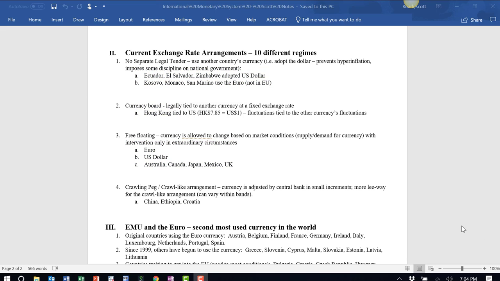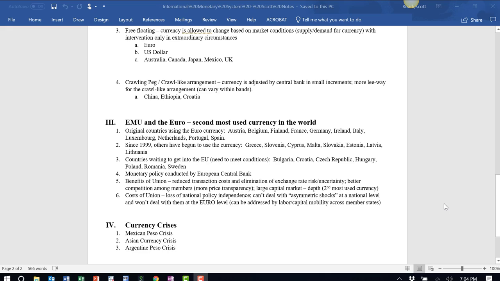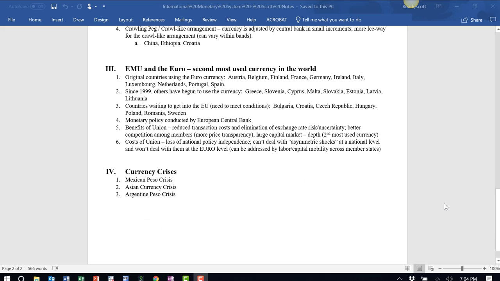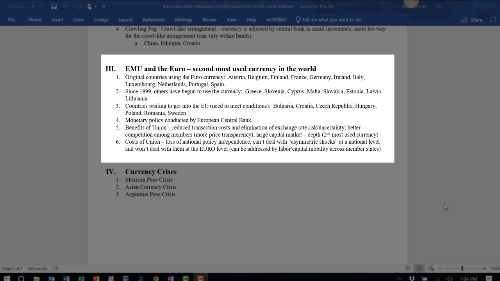So let's move on to this next part and just have a brief look at the European Monetary Union and the euro. It's now the second most used currency in the world, so just a quick look at the evolution of the European Union, how it came about. So the original countries using the euro currency were Austria, Belgium, Finland, France, etc. Those were again the original countries as part of this monetary union.